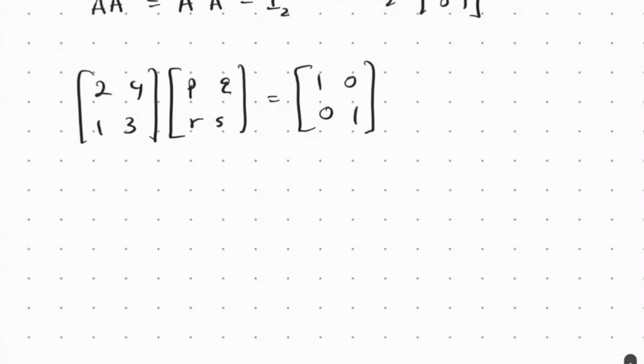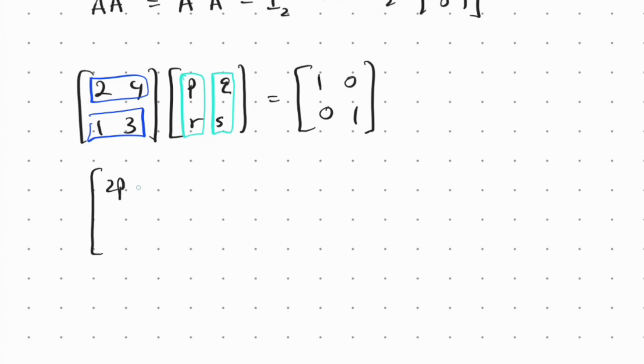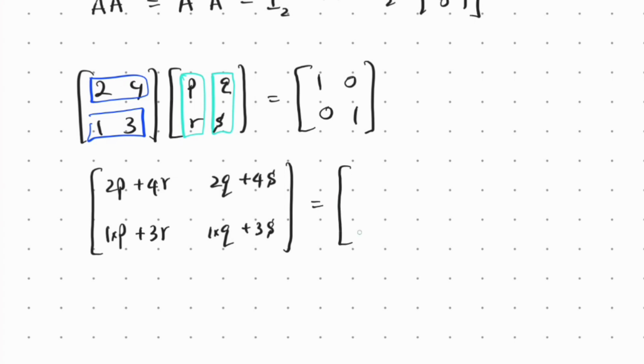So now I'm going to execute the multiplication. I'll take this and consider the rows and the columns here. My first entry would be 2 times P plus 4 times R, and the next one would be 2 times Q plus 4 times S, and 1 times P plus 3 times R, 1 times Q plus 3 times S. So this is going to be equal to the identity matrix.